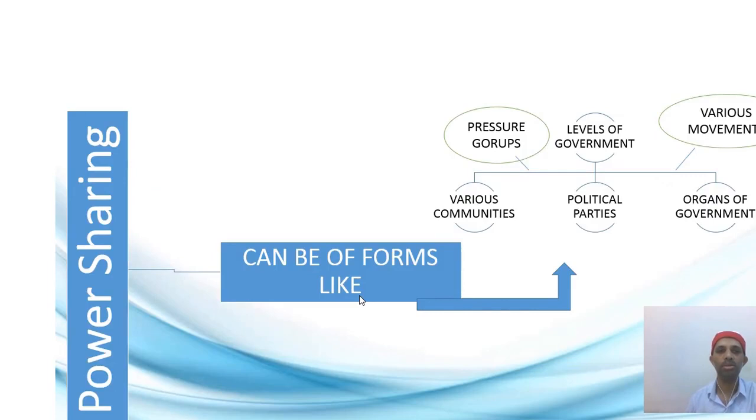So let me conclude. In modern democracies, power can be shared in various forms. Power is shared between organs of government. Power is shared between levels of government. Power is shared between various political parties. Power is shared between various movements. Power is also shared between various pressure groups and various communities.